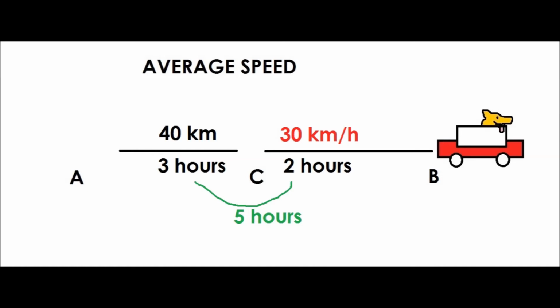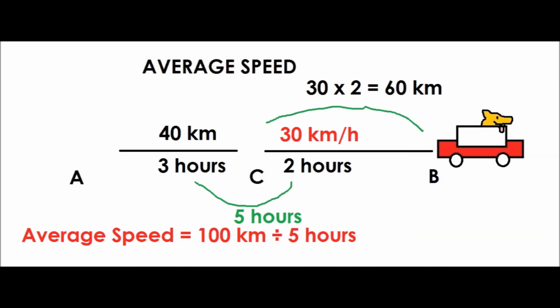First of all, we know the total time is 5 hours, so we don't have any problem. The problem is the total distance, because the second part is still missing. That's why we need to figure it out first. We know that the second part has the speed and the time, and we can find the distance by multiplying speed times time. 30 times 2 is 60, therefore the average speed will be total distance, 40 plus 60, 100, divided by total time, 5 hours. So the answer will be 20 kilometers per hour. So the clue is to complete information that is not yet there.